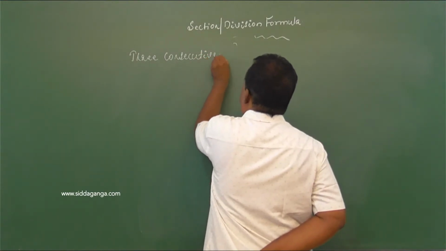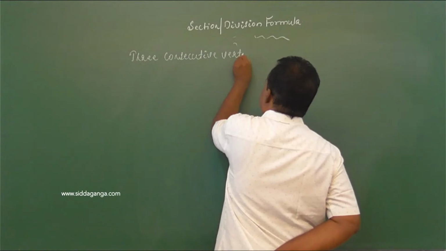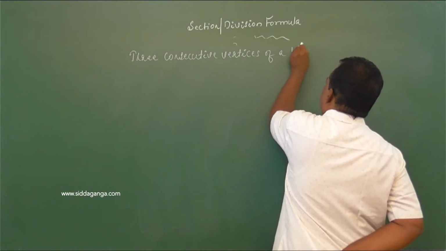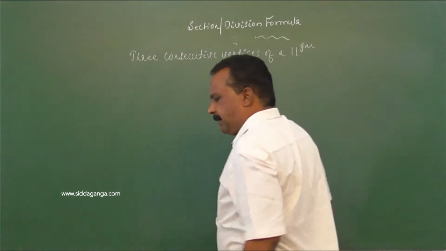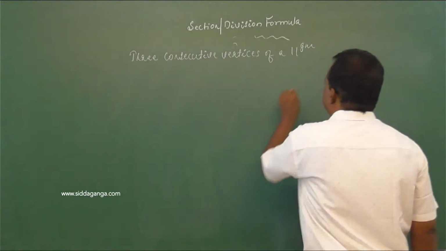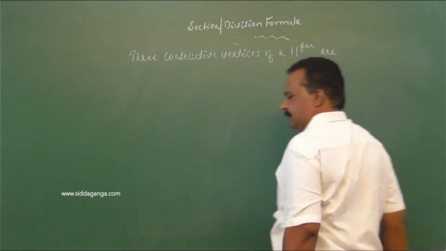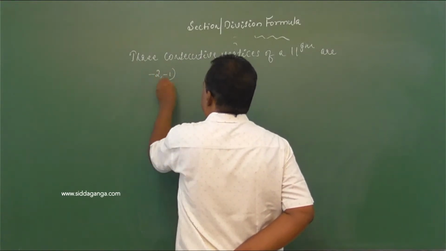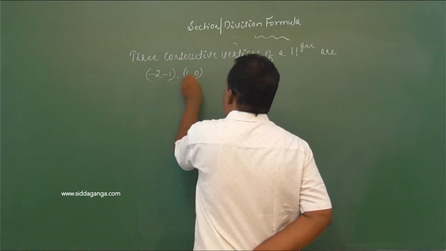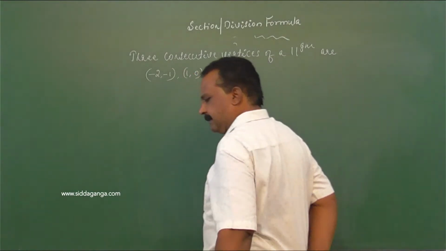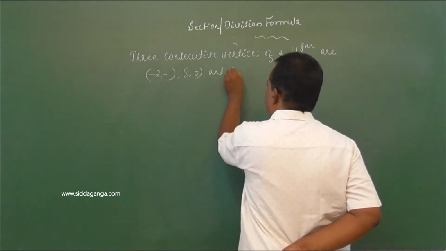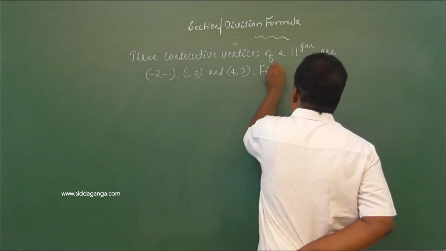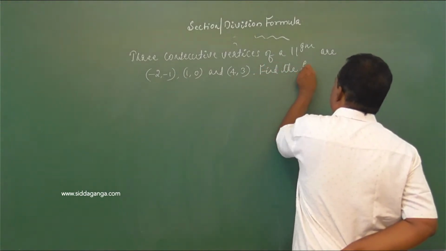Three consecutive vertices of a parallelogram are (-2, -1), (1, 0) and (4, 3). Find the fourth vertex.